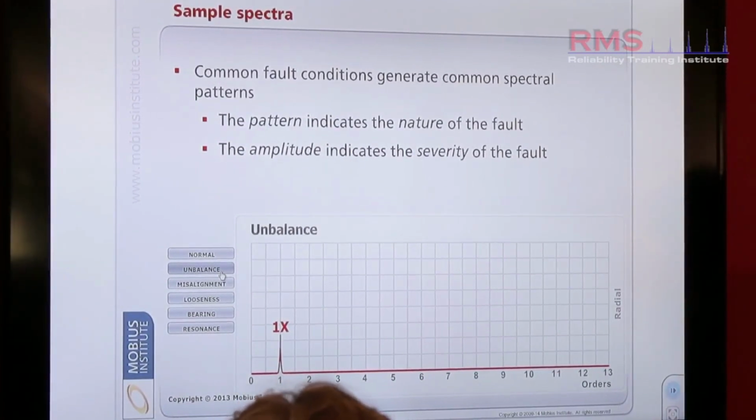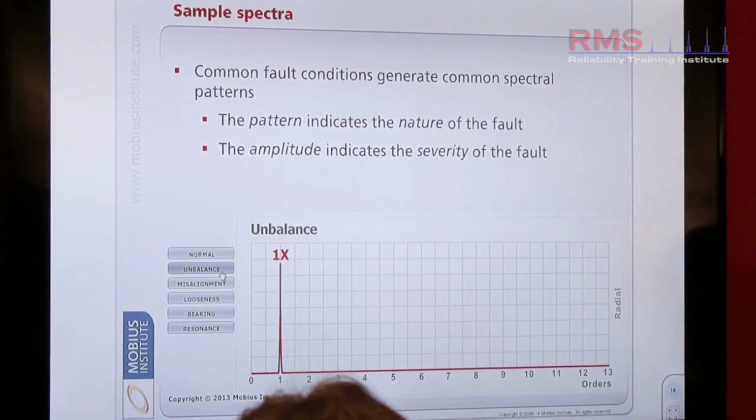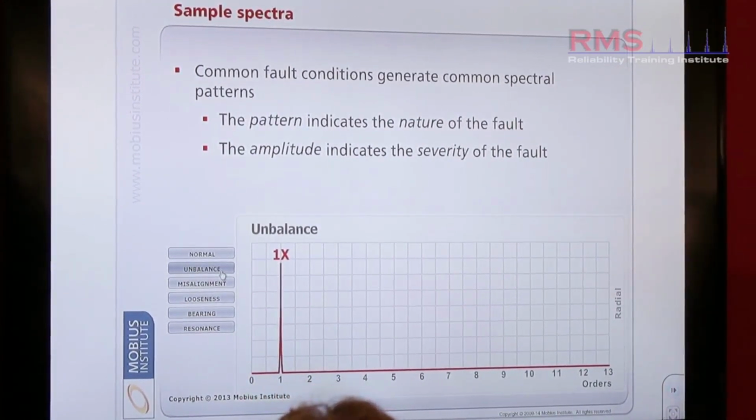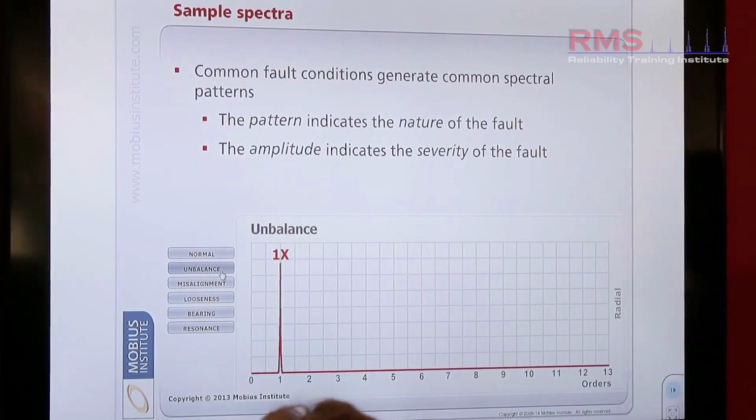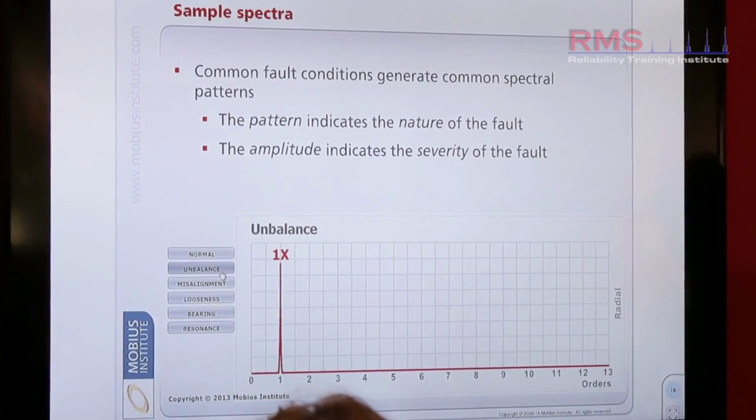Happy days. A heavy mass sticks to the fan. That frequency will grow, the amplitude will grow, and we'll know exactly what's caused it. In our software, we click on the peak and we're told it's once times the speed.